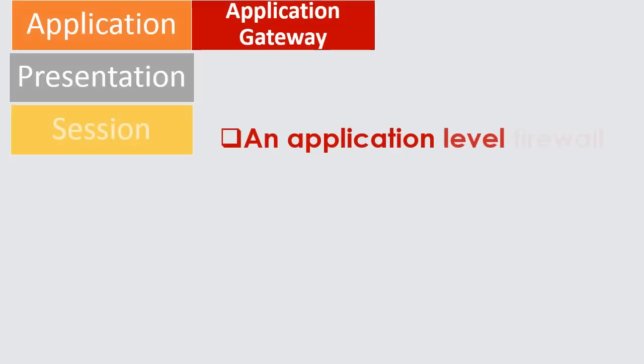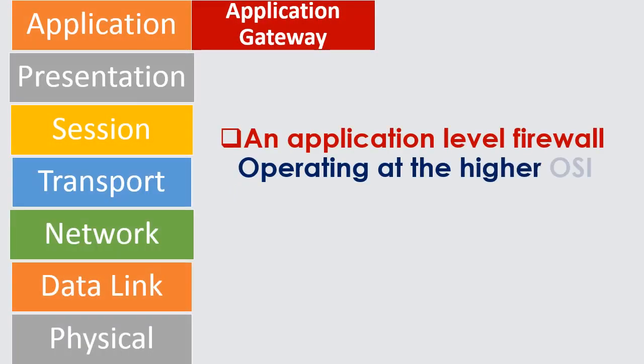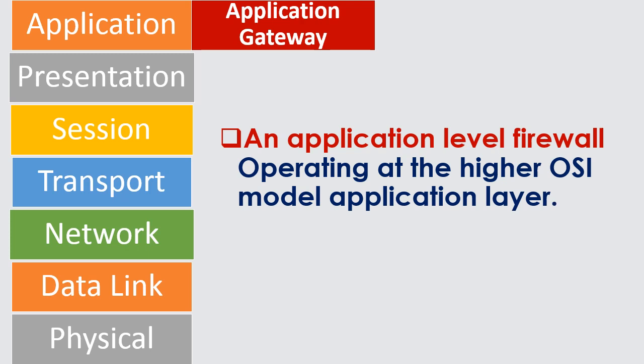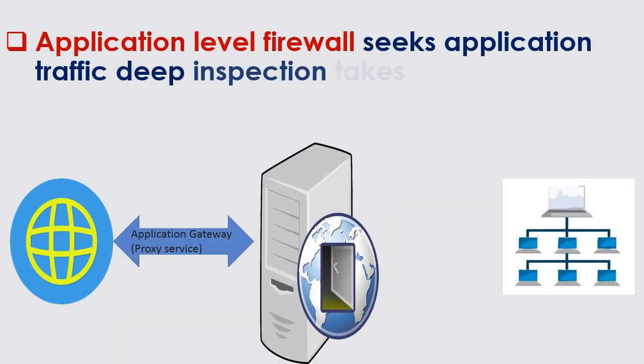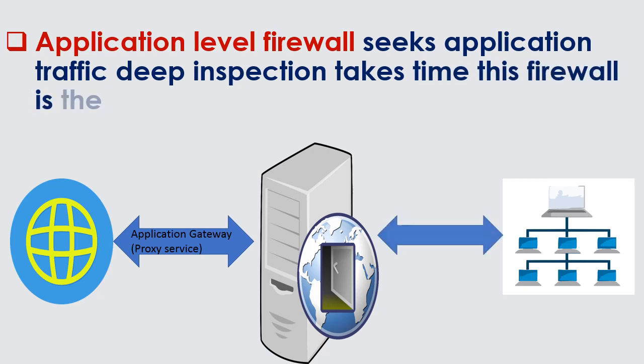An application-level firewall operates at the higher OSI model application layer. An application-level firewall seeks application traffic. Deep inspection takes time. This firewall is the slowest.